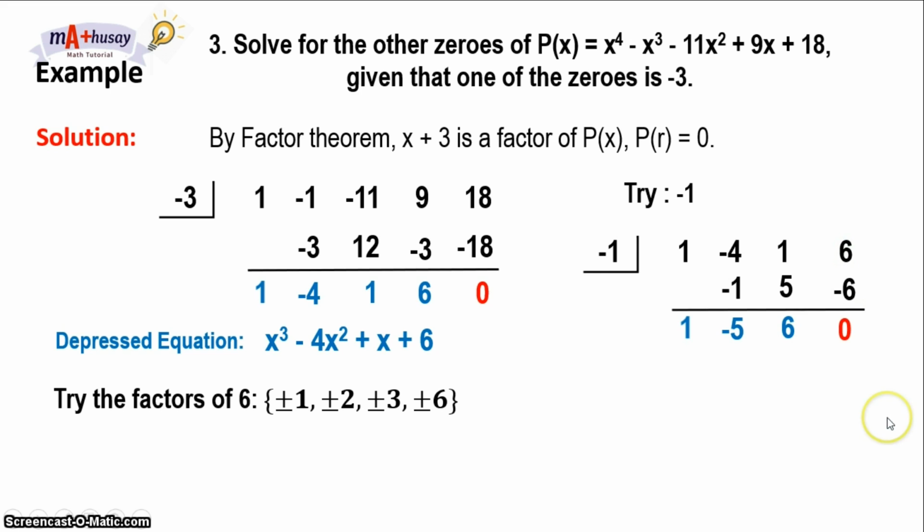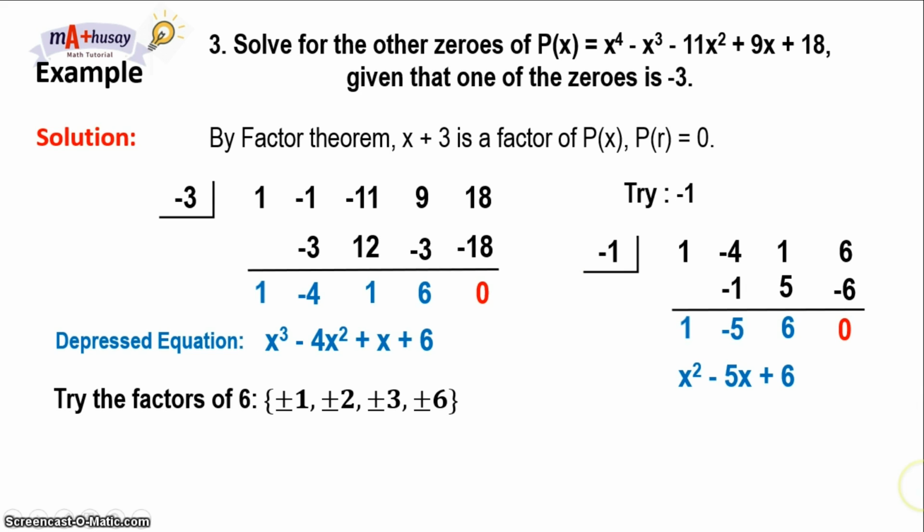So, we can now write a new depressed equation based on this third row. The quotient is x squared minus 5x plus 6. Note that the depressed equation was of third degree, so your leading term is now of degree 2. From here, as you can see, the remainder is 0, right? It means that negative 1 is one of the zeros of P of x.